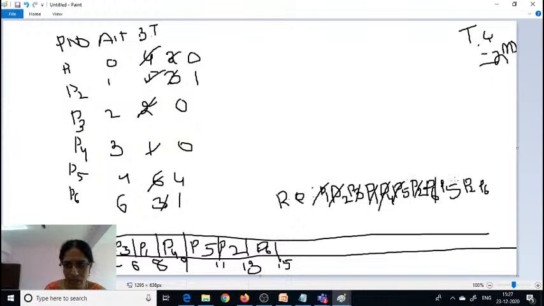Now which process is in the CPU? P5. Now P5 enters the CPU and is executed. The remaining burst time is 2 milliseconds. This is 17, and now this is preempted and added here.